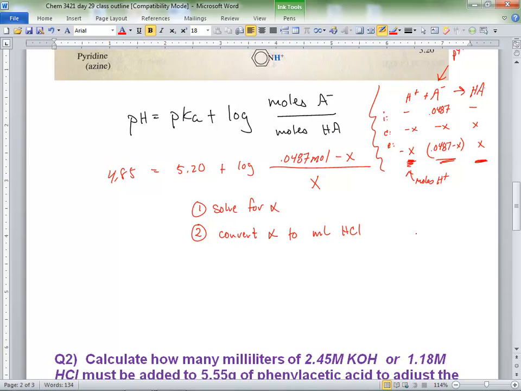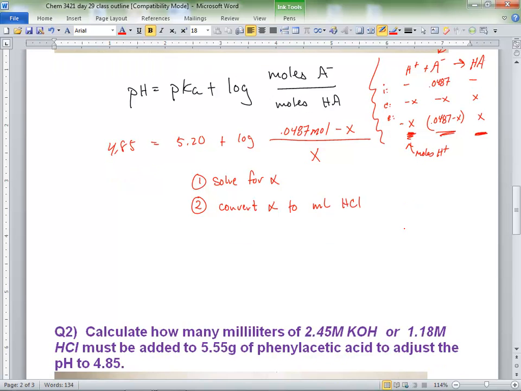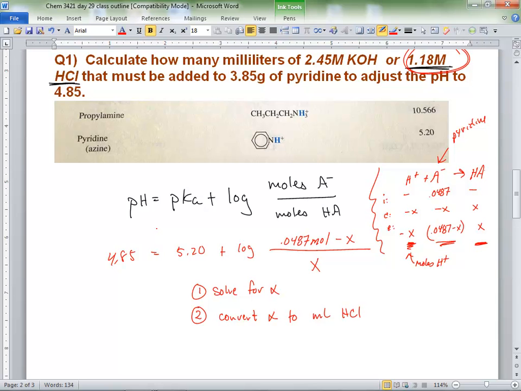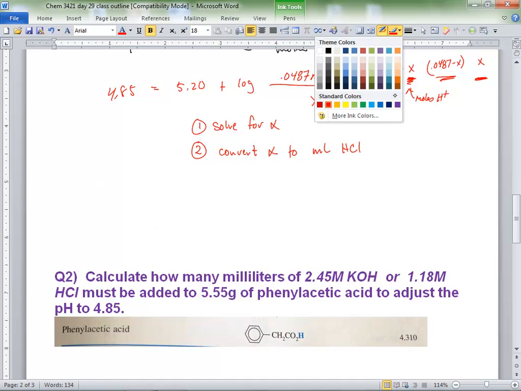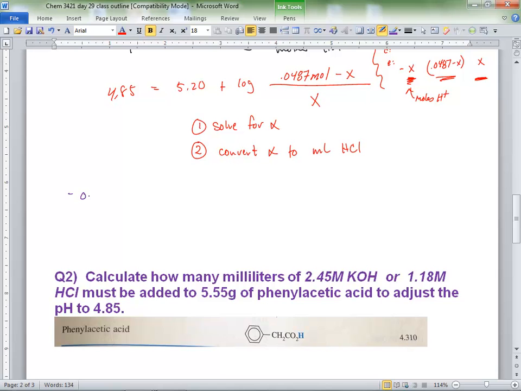Did you get an answer for x? Do you want me to solve for x? Okay. So you take 4.85 minus 5.2. Yeah? Daisy wanted me to write this. That's good. Negative. People are so demanding, aren't they, Daisy? Negative 0.35 equals the log of that stuff. Raise it to the 10 power.